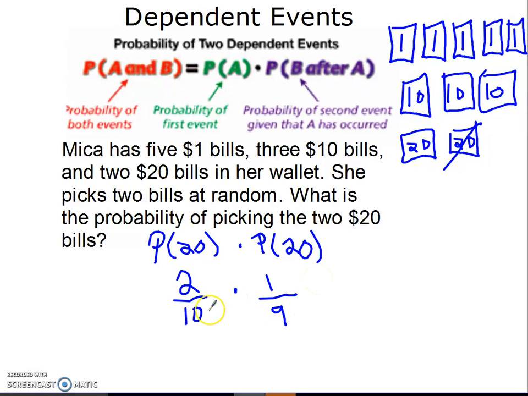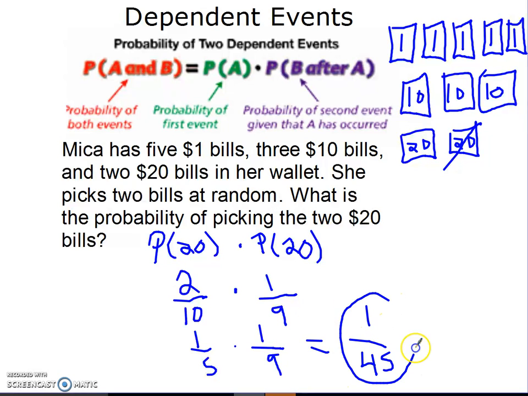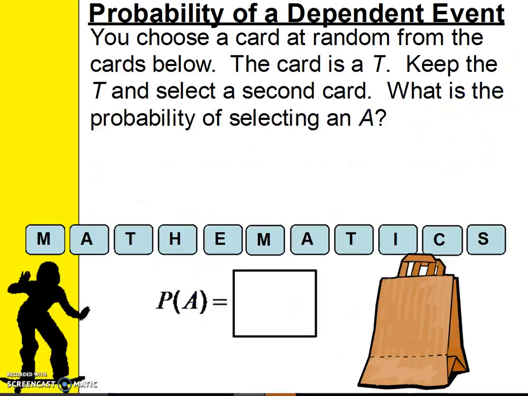Okay, we can simplify 2 tenths. When we simplify 2 tenths, we get 1/5. You can't simplify any further, so top times top, bottom times bottom, you get 1/45. All right, let's take a look at another one.